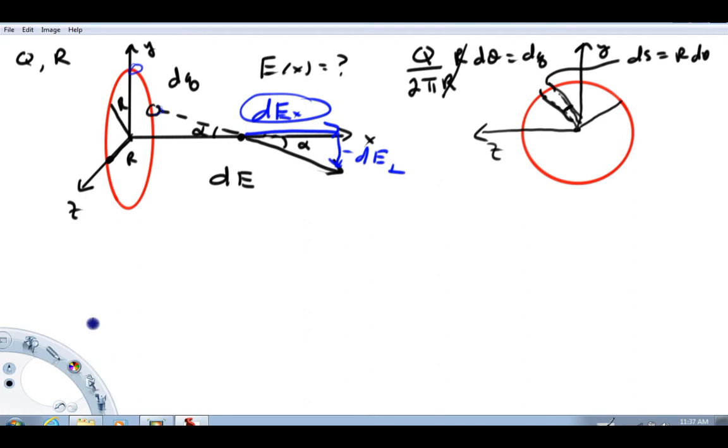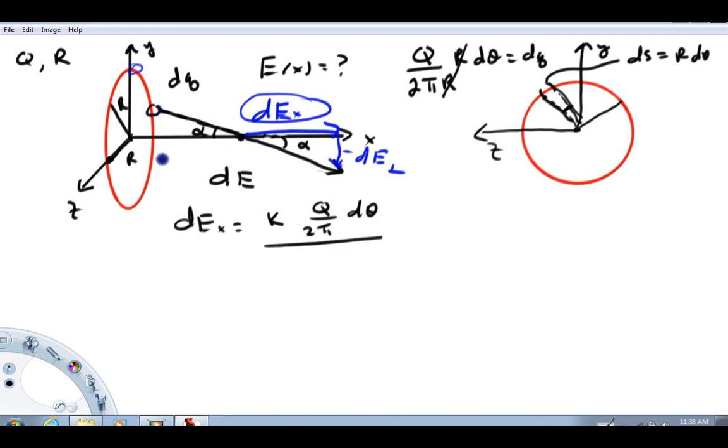So when we calculate the electric field, dE in the x direction is going to equal k dq over r squared. We already found dq over here: dq is equal to q over 2 pi d theta. So there's our k dq over distance squared. In my picture, the distance we need is this distance from here to here.